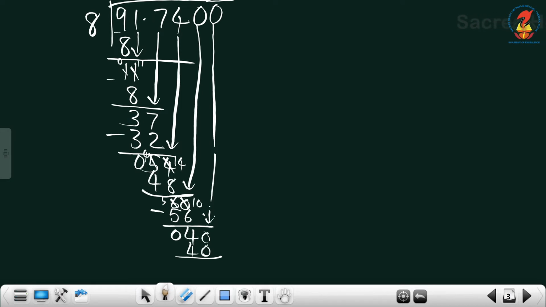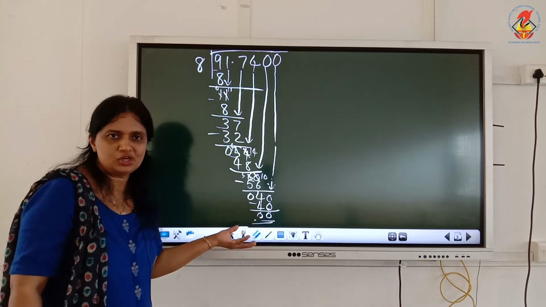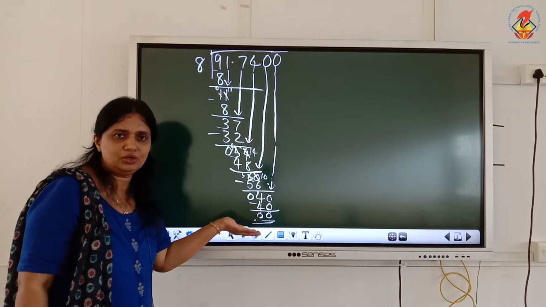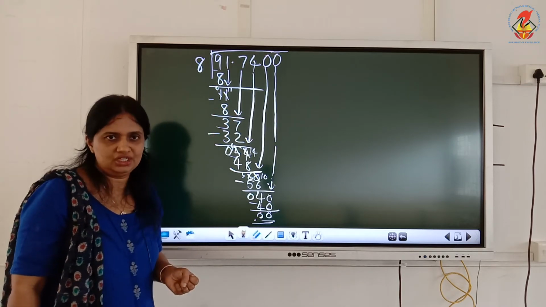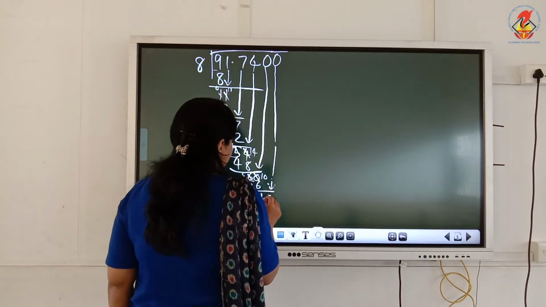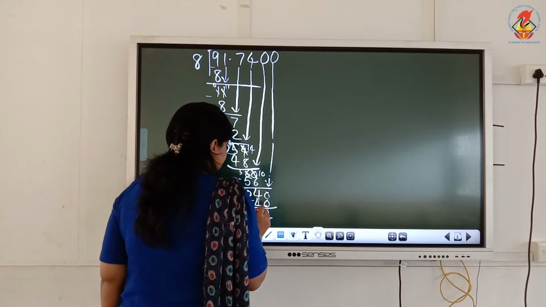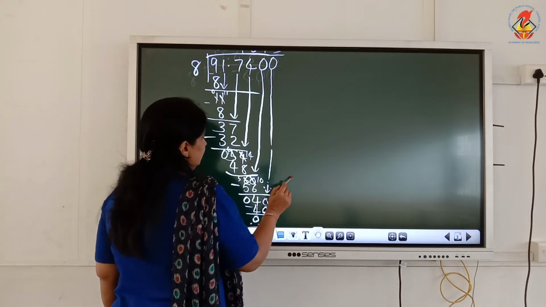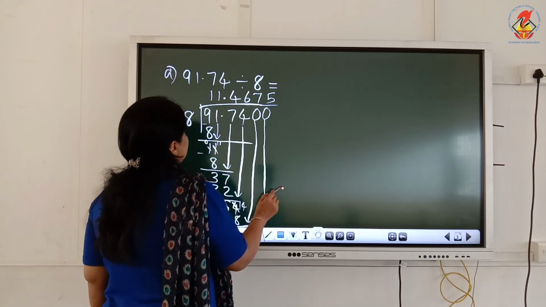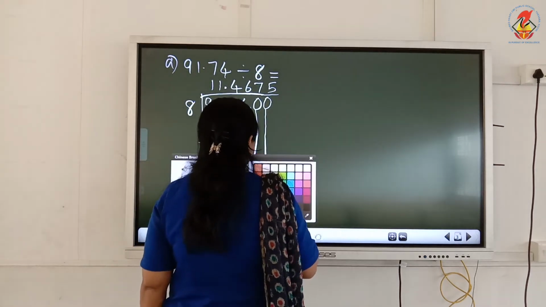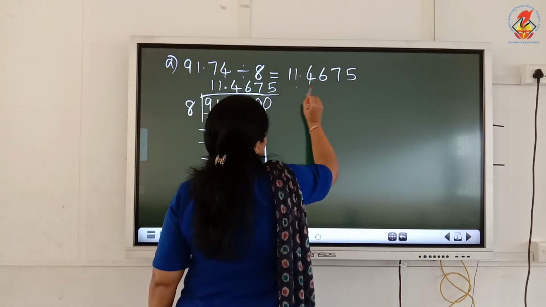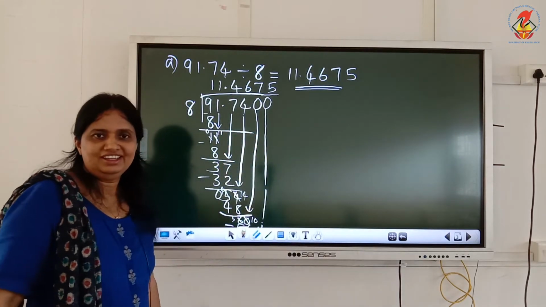Okay. 8 5s are 40 and the remainder is what? 0. At that moment I can stop the division. Is it clear? Whenever the remainder becomes 0, at that moment we can stop the division. And the answer is what? Answer is 11.4675. Is it clear? Okay.